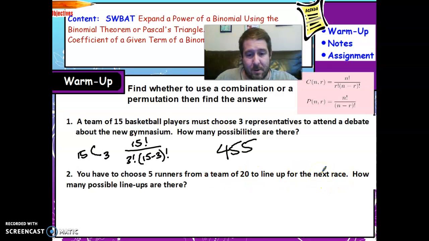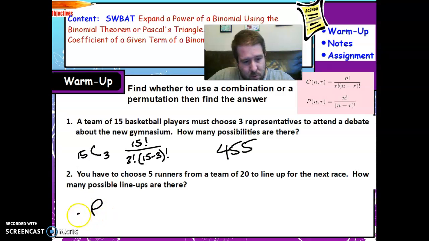Now, keep in mind, when you line up in a race, you line up in a particular order. So one person's in the first lane, second lane, third lane, fourth lane, and typically whichever lane you're in will determine how far the distance is around the track. So the order in this case does matter. Like I said, there's a little bit of subjectivity in these. So it's a permutation of 20 people choose 5.